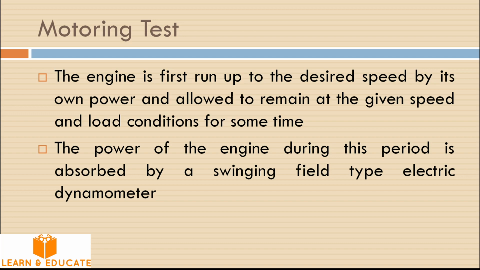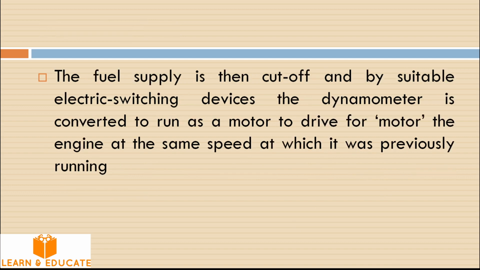In this, the engine is first run up to the desired rated speed by its own power and allowed to remain at the given speed and load conditions for some time. The power of the engine during this period is absorbed by a swinging field type electric dynamometer. The power of the engine is absorbed by that particular type of dynamometer.